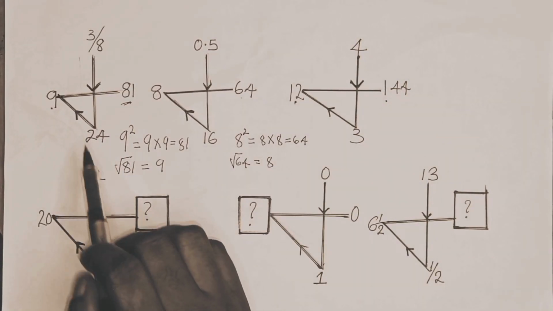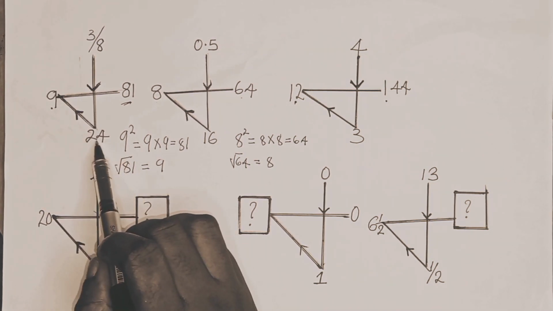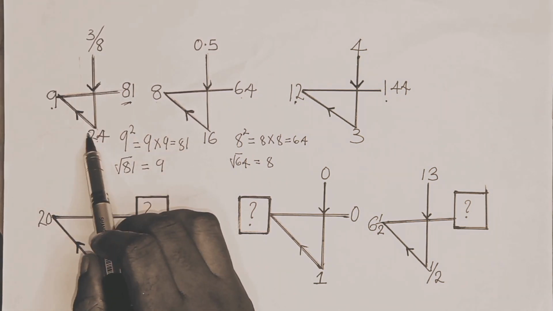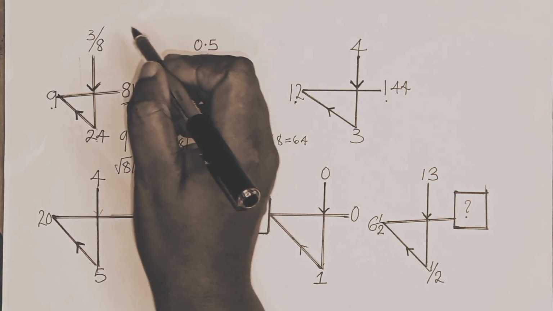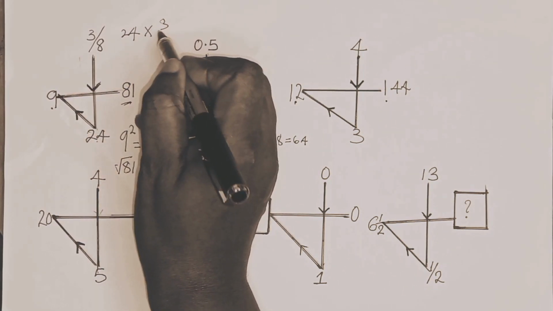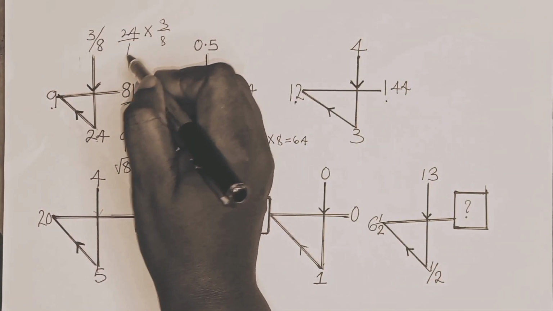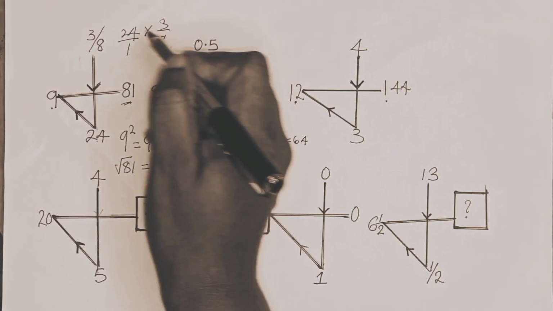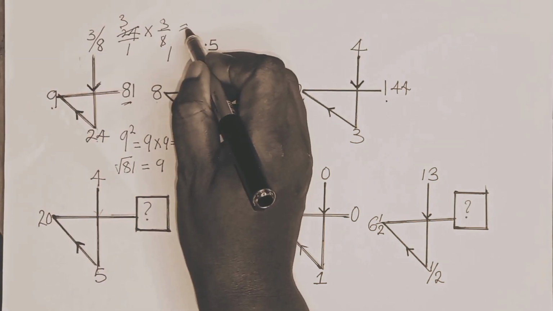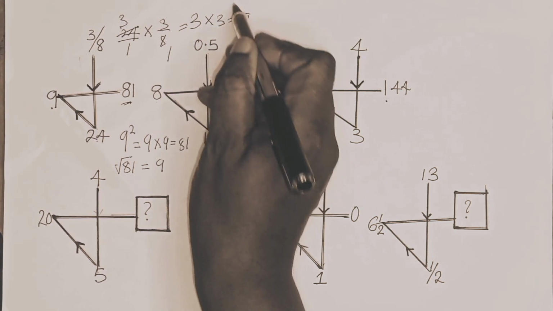Okay, now let's check. There's another way of having our 9. You can as well multiply this by this. Let's try that to see. You have 24 times 3 over 8. Okay, this is all over 1. 8 divided into 24 is 3. So you have your 3 times 3 to give you what? 9.